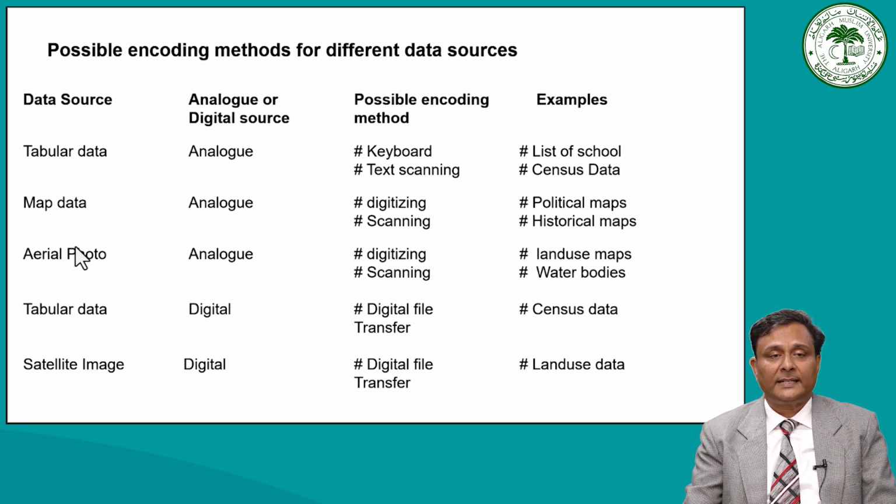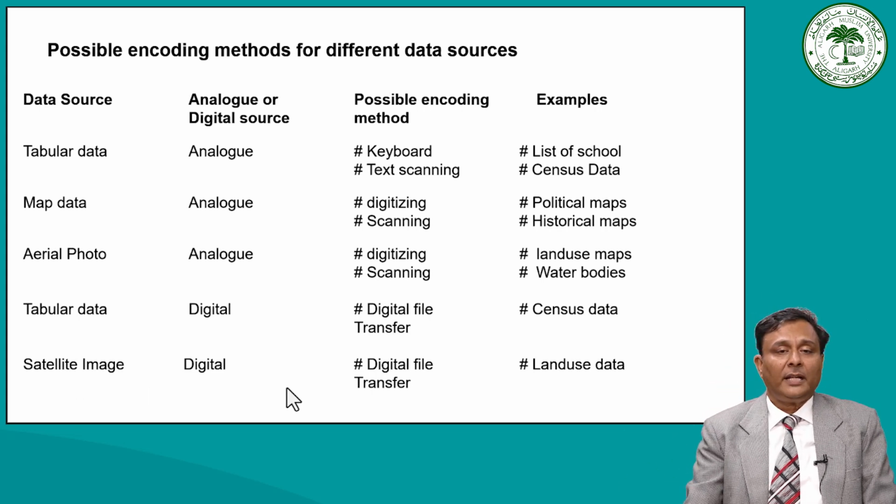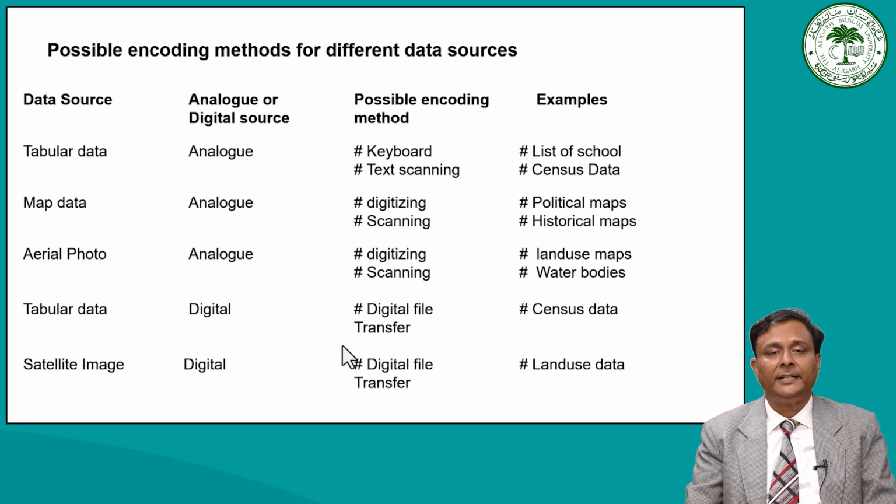I have said that aerial photographs and satellite imageries are being used greatly in spatial information. Again, they can be incorporated using digitizing and scanning. It can be land use map, water body, anything for the aerial photograph. The same is for the satellite images also. The satellite images, very interestingly, are in digital format.